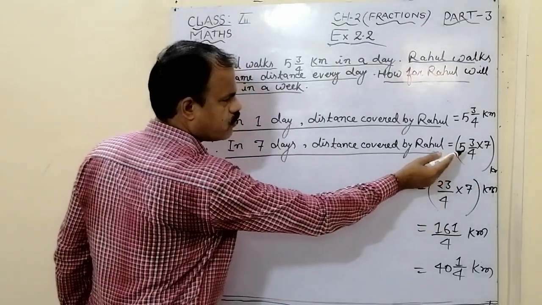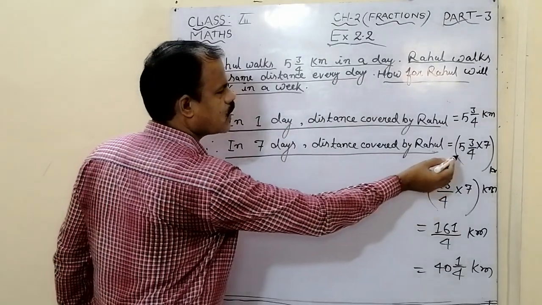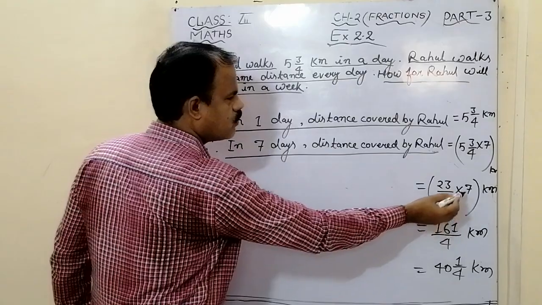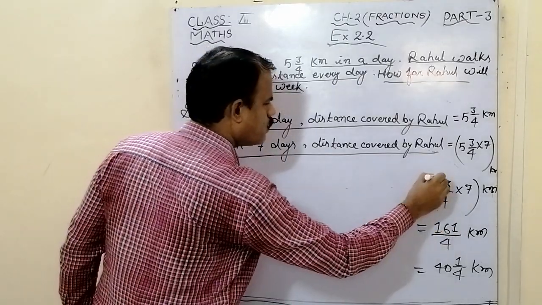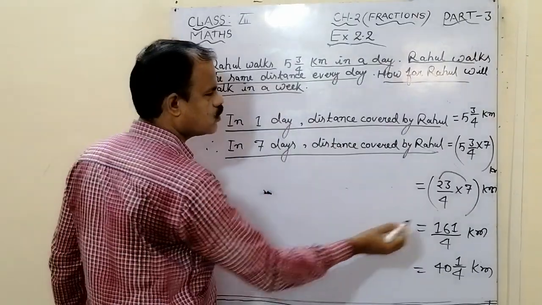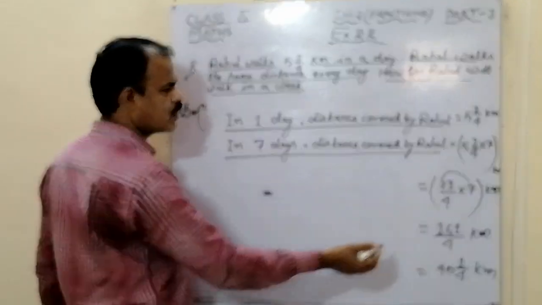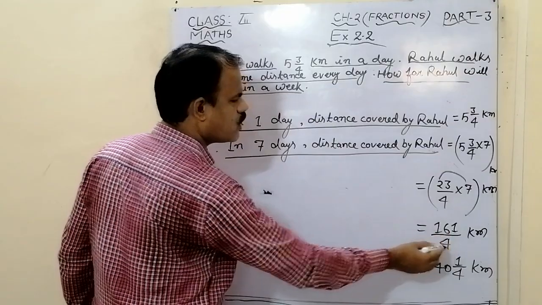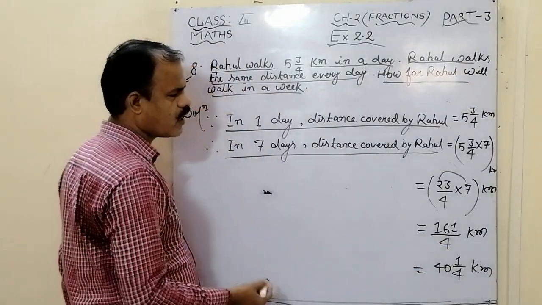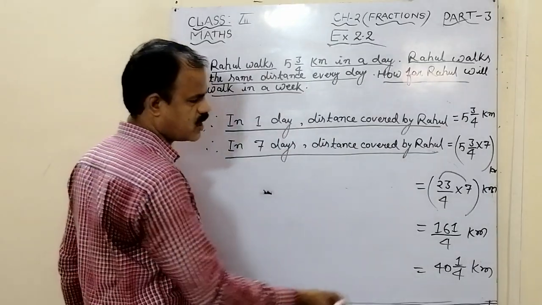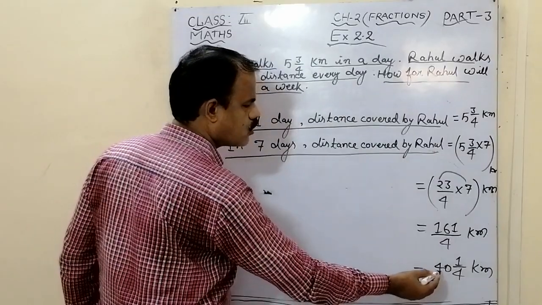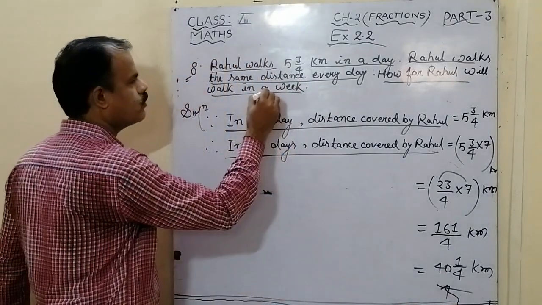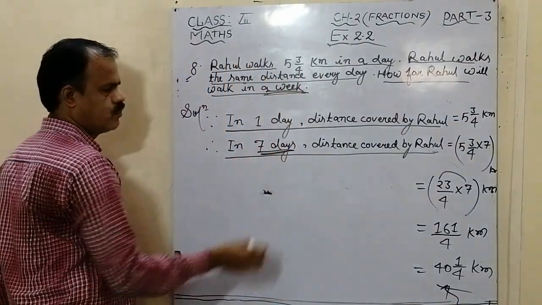So we change the mixed fraction into an improper fraction. It becomes 4 fives are 20 plus 3, 23 by 4, multiplied by 7. When we multiply the numerator 23 by 7, it becomes 161, and the denominator is 4, so 161 by 4. This is an improper fraction. We have to change this into a mixed fraction. So it becomes 40 whole 1 by 4 kilometer, and this is the final answer. 1 week means 7 days.